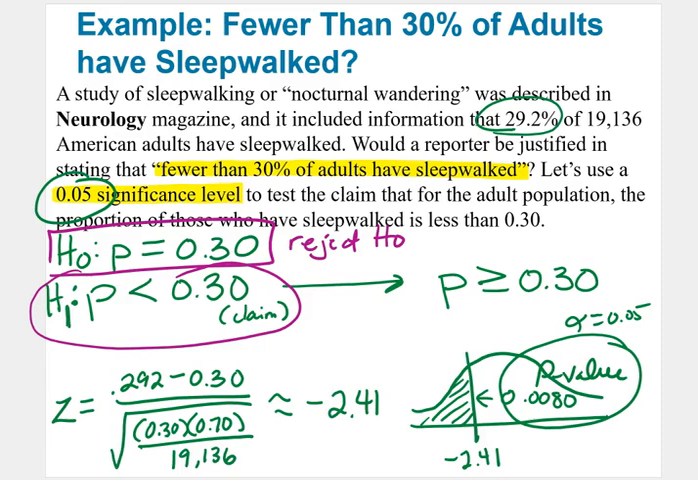And again, if you need to refer back to that chart, remember the flow chart that I showed you in the last video, where if it's left-sided, you go here and then you go down here. And if I'm rejecting the null, this is how I'm going to write it. That's what you need to follow. So again, to word it correctly, there is sufficient evidence to support our claim that fewer than 30% of adults have sleepwalked.